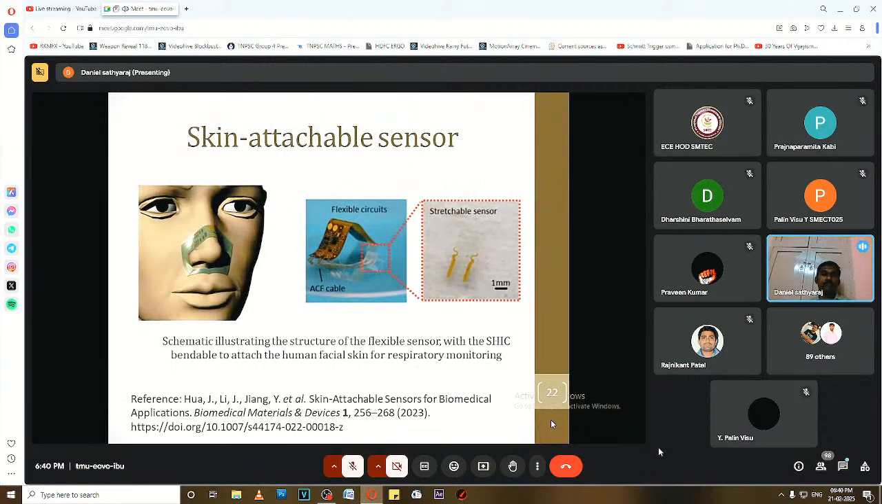Next, another type of skin attachable sensor is a flexible sensor. It can be connected to the nose, and it is bendable. It is used for a respiratory monitoring system. You can hardly see the thickness of the sensor, it is very thin, up to 1 mm only. The circuit is also very flexible, and a cable is connected from it, and through that we can transmit the things.